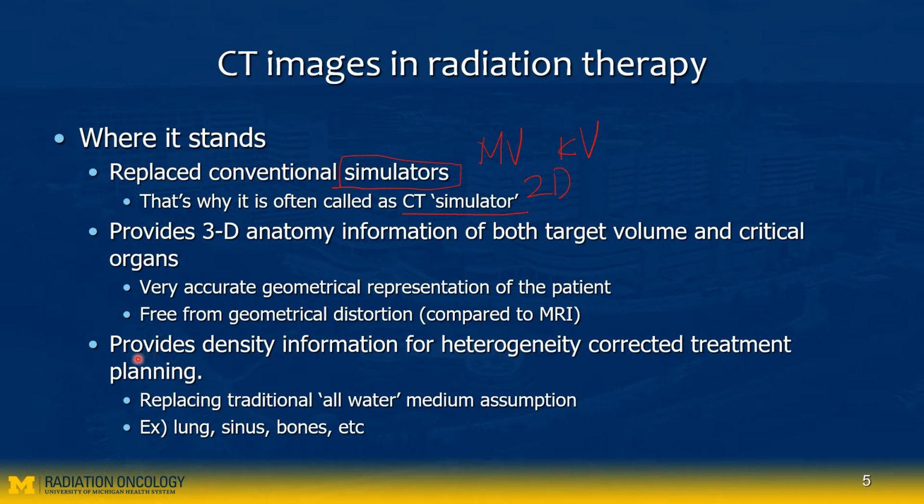And the other key advantage of using CT is it provides density information for heterogeneity corrected treatment planning. So in the old days, we acquired the patient contour and then we treated all the body as water. So it was rather crude, those calculations. It didn't work very well for heterogeneous media such as lung or sinus or bones. But because CT provides this density information, the treatment planning system can account for different attenuation through the body.